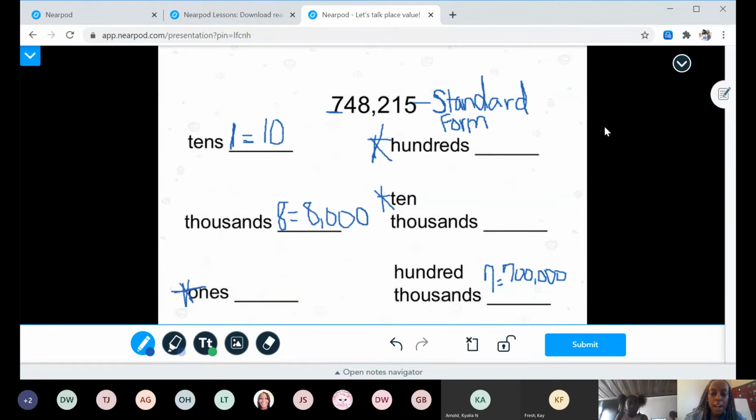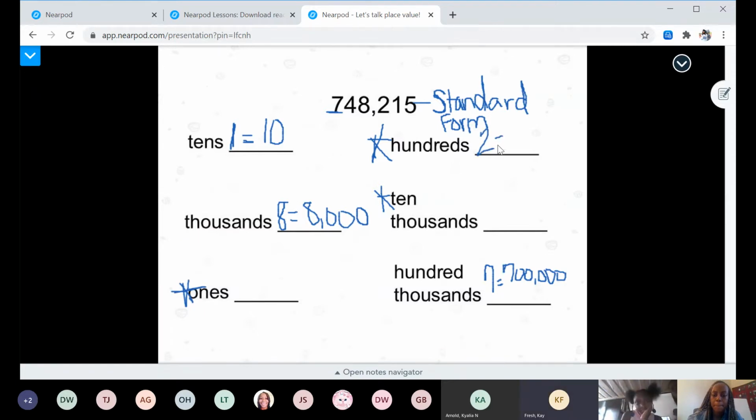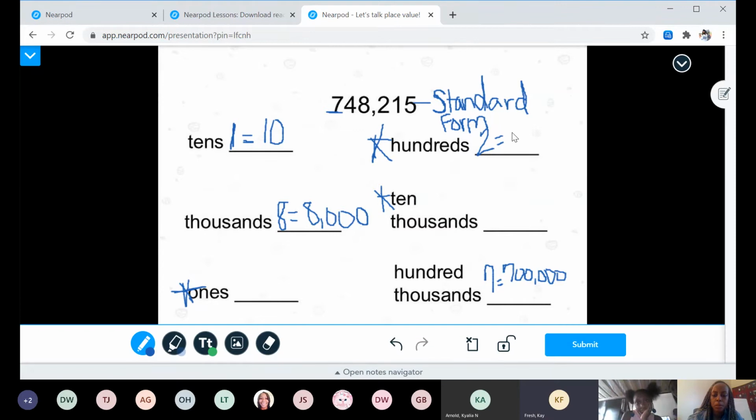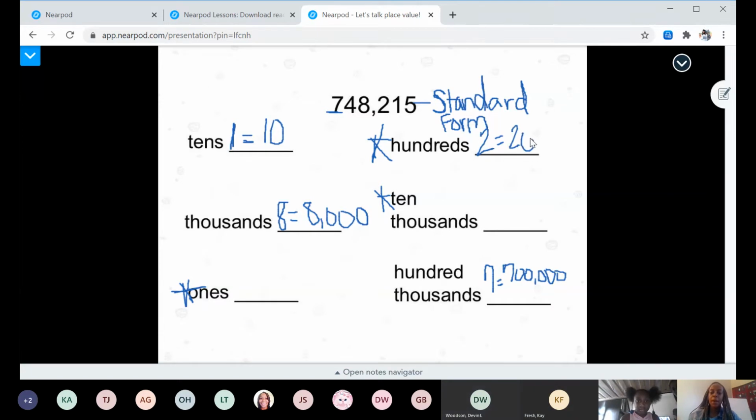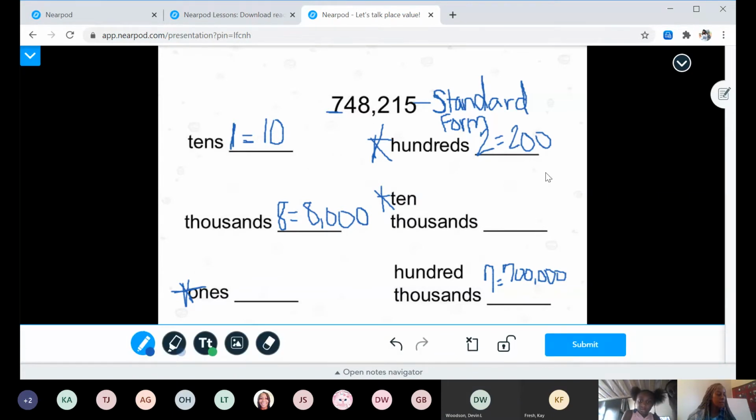So now somebody help me out. What did you guys write for the hundreds? Raise your hand. For the hundreds place, what did you all write? We have our digit 2 in the hundreds place. How much was that 2 worth? Devin, you ready? I saw your hand shoot up first. How much is our 2 worth, Devin? 200. And then what digit is in our 10,000s place, Devin?